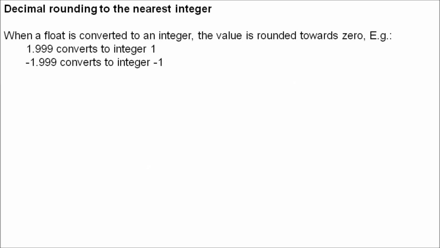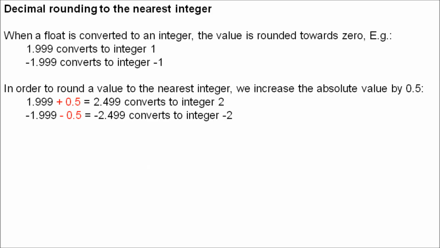In the C language, when a floating point number is assigned to an integer variable, it is accomplished by truncating the value after the decimal point, which effectively rounds the result towards 0. This means that positive values are rounded downwards and negative values are rounded upwards. In order to produce an integer value that is the nearest to the real number, it is necessary to increase the absolute value of the floating point value by 0.5.